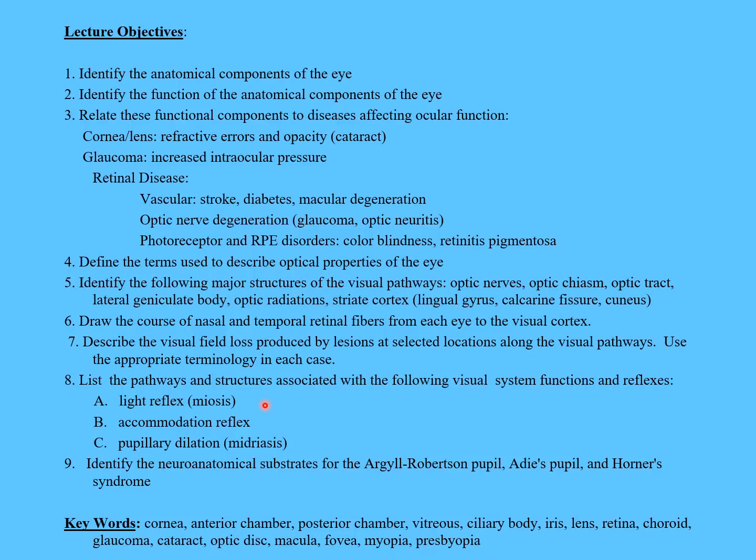The light reflex for miosis, the narrowing of the pupil, the accommodation reflex for objects that are brought close to the body, to the eye, and we'll look at pupillary dilation, that is mydriasis, opening up of the pupil. And then we'll identify the neuroanatomical substrates for the Argyll-Robertson pupil, Adie's pupil, and the Horner syndrome.